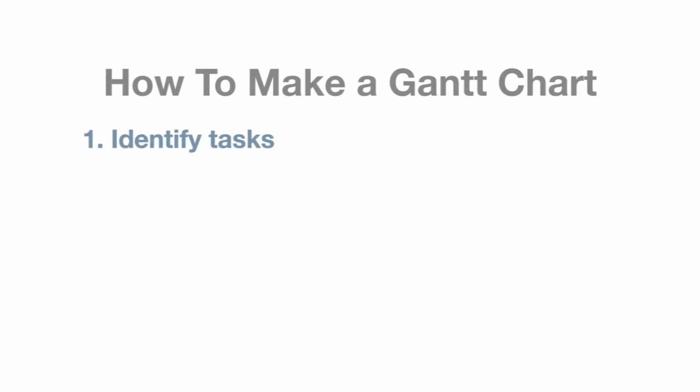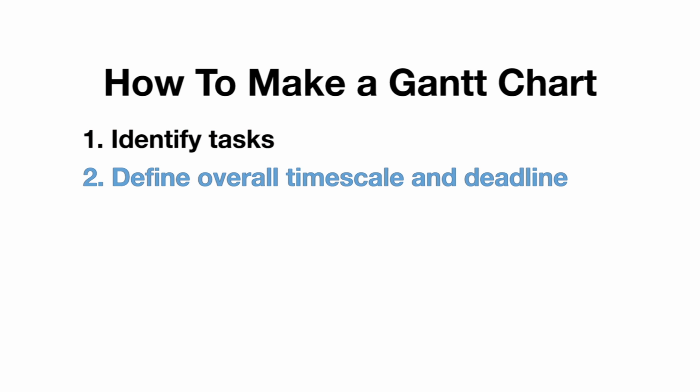In this video, we'll be setting up a Gantt chart. There are 5 steps to creating a Gantt chart. Step 1 is to identify the tasks for your project. Step 2, you define your overall timescale and deadlines.